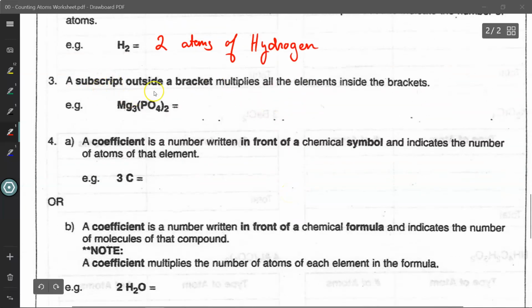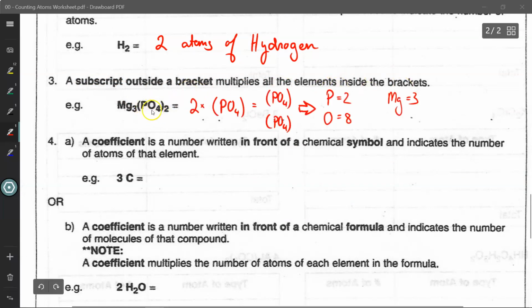Now if you have a subscript outside a bracket, it multiplies all the elements inside the bracket. So this bracketed area shows that these groupings of atoms are stuck together. We call this a phosphate ion. So there are 2 of these phosphate ions, these PO4s. So when you look at that, 1 P, 2 P, altogether 2 phosphorus. 4 plus 4, altogether 8 oxygen.